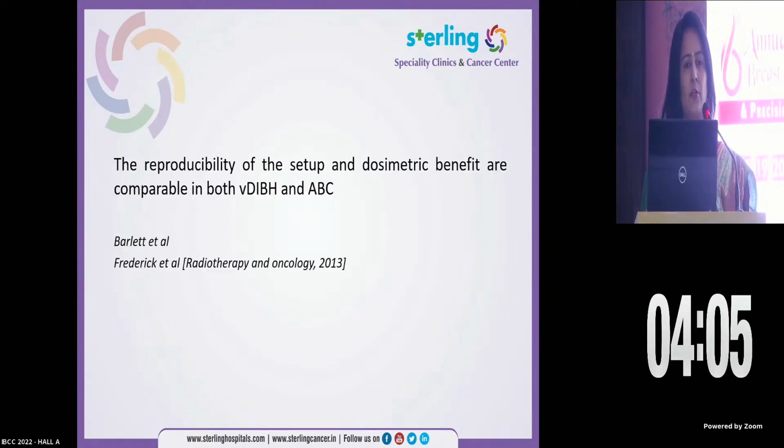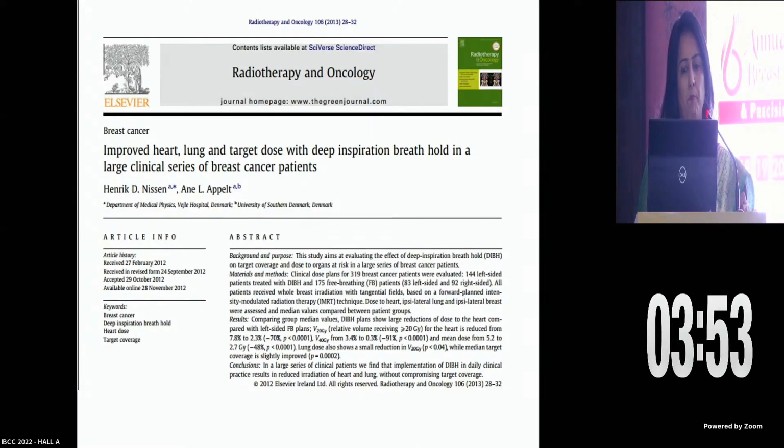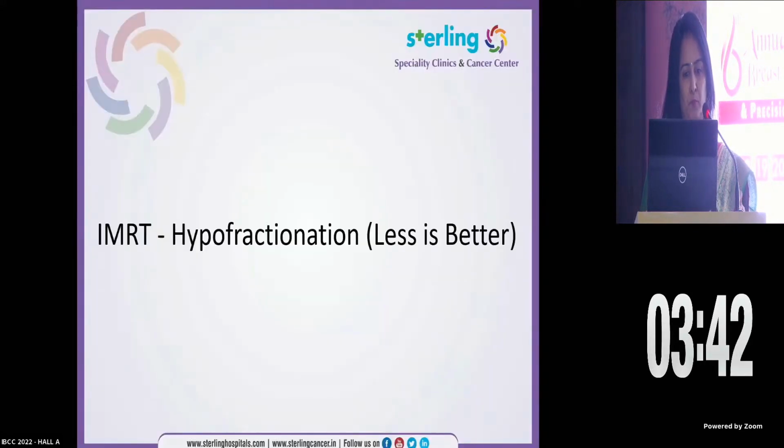What literature has shown is that as far as reproducibility and dosimetric benefit are concerned, both are comparable. So it depends upon what machine you have, and then you can decide whether you will go for the ABC technique or for gating, the RPM. But the important purpose of doing all these techniques is that it has translated into reduced heart doses, reduced lung doses, and a better target dose distribution.